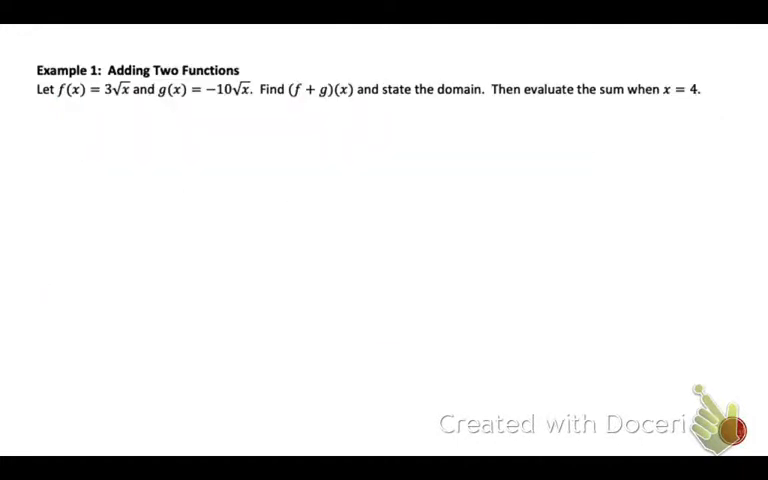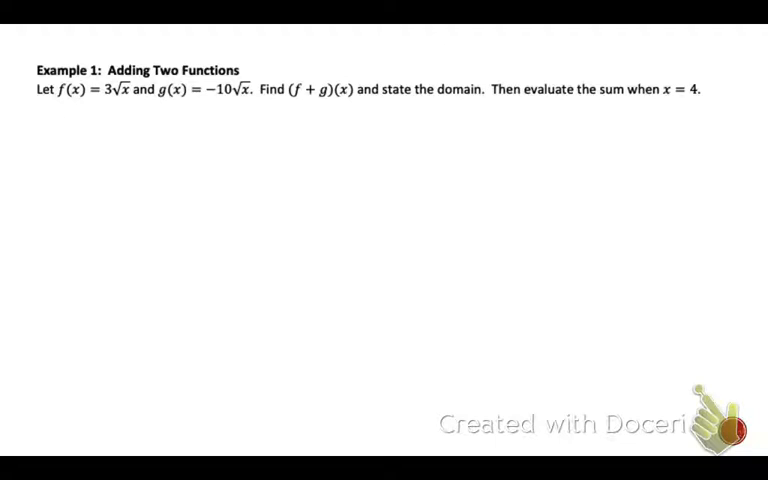All right, now let's jump into example 1. We're going to add two functions. So with these problems, you would just arbitrarily be given two functions. So we have f of x equals 3 times the square root of x, and g of x equals negative 10 times the square root of x. The problem says find f plus g of x. So that notation means I'm just going to take f of x and add g of x. And then I'm going to state the domain, giving any limitations if I need to. I'll do a second part, but I'll come back to that.